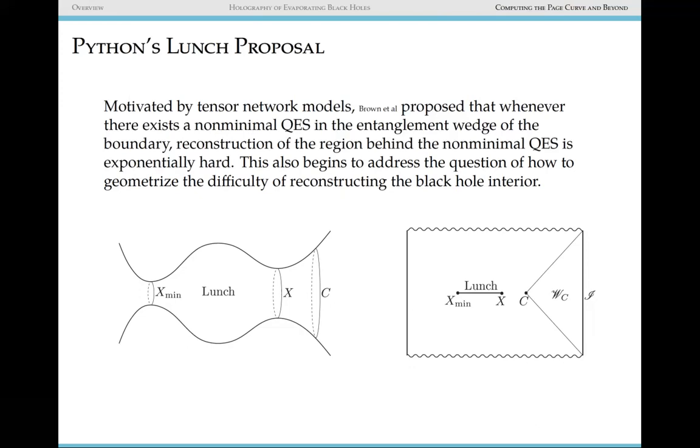Now, whenever you have a situation like this proposal, which is only proven for toy models of tensor networks, but it appears to work very well, everything in between this and that looks kind of like a Python's lunch geometry. So everything in the lunch is exponentially hard to decode if you're sitting out here. This would explain the connection between non-minimal quantum extremal surfaces, the subdominant ones like Hawking's quantum extremal surface after the Page time, and the existence of exponentially complex operations that we have to do to decode the interior.